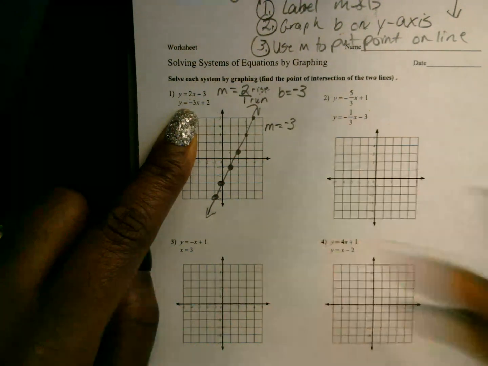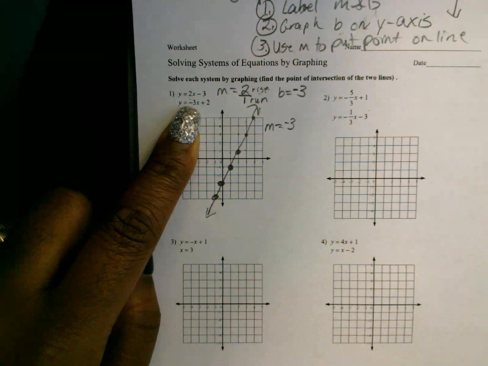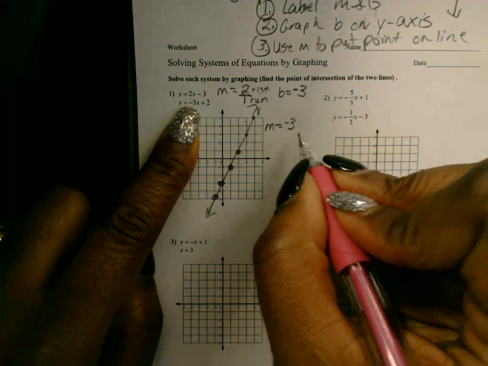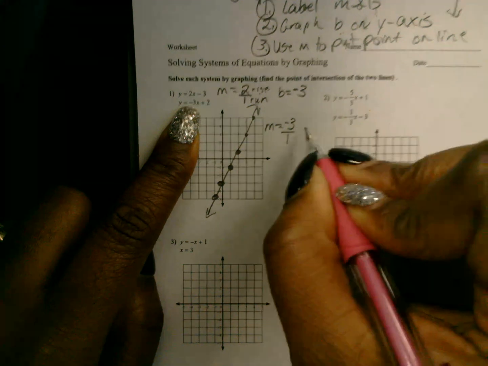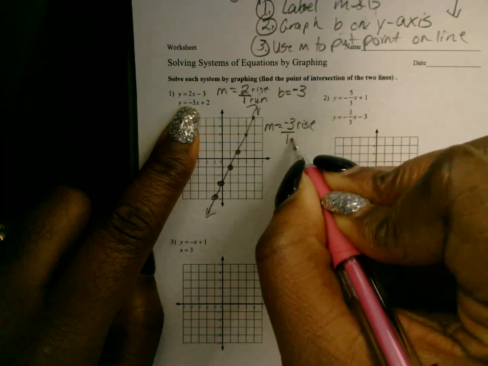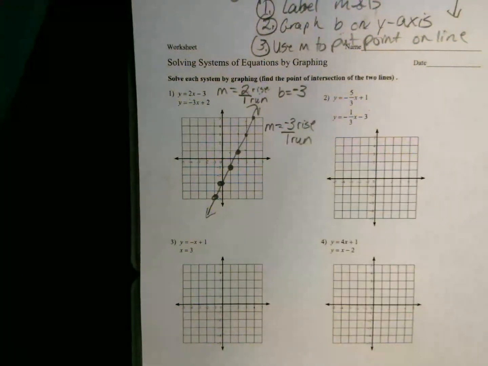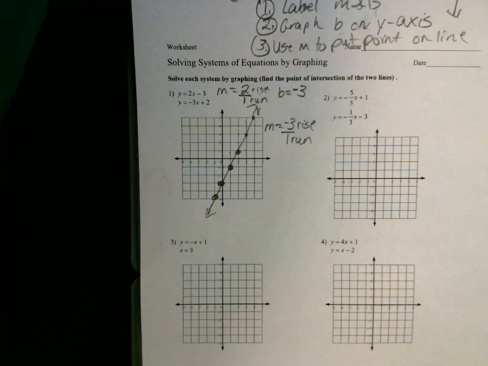-3. How do you write -3 as a fraction? -3 over 1. The top number is the rise, the bottom number is the run. Don't forget to write rise over run.